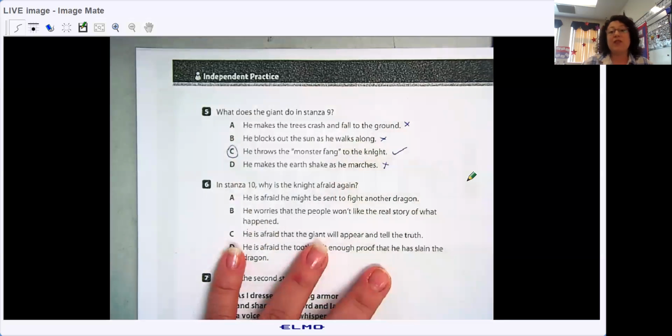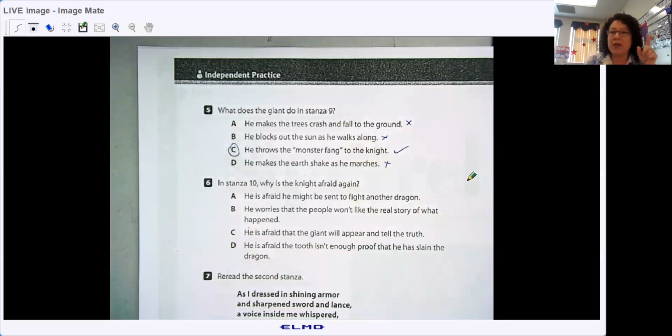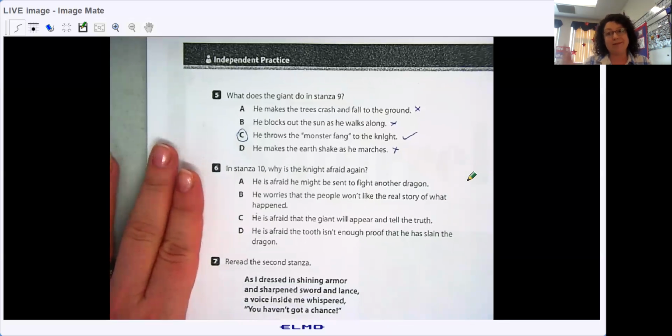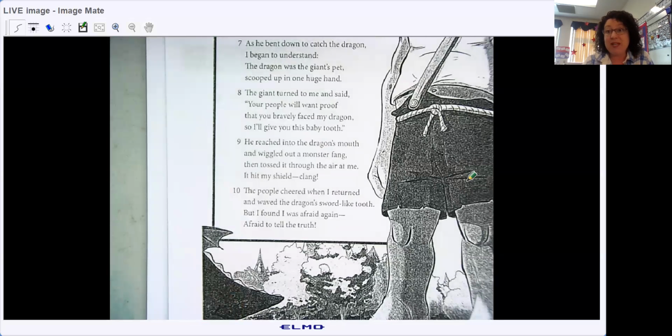So C, that's what you always have to be careful of. You have to remember what the question is asking. Because three of them happened, but two happened in a different stanza. So you have to make sure you're answering the actual question. In stanza 10, why is the knight afraid again? I already remember the answer, you probably do too, but we are responsible learners and we are going to reread stanza 10. So reread it. I bet you remember it anyways, right?